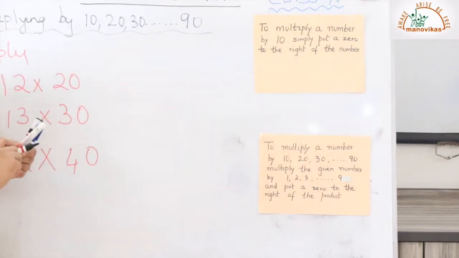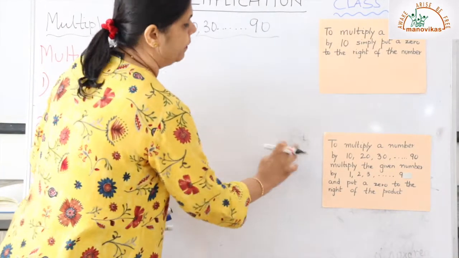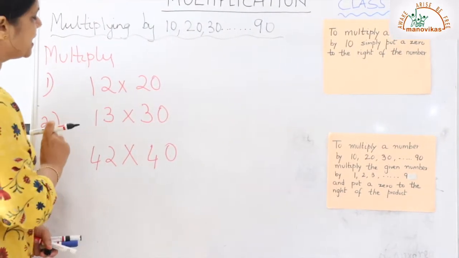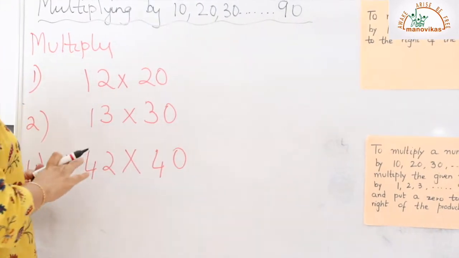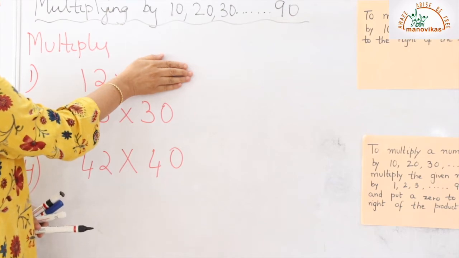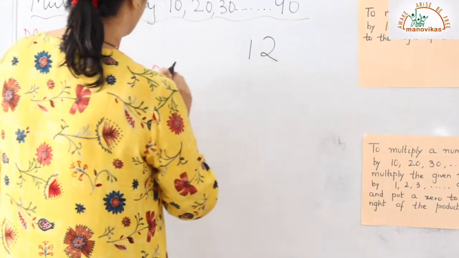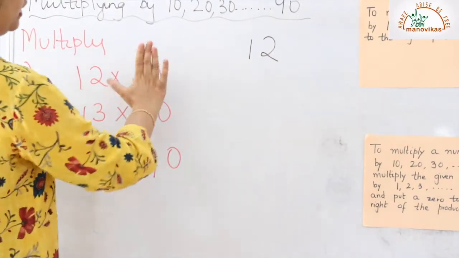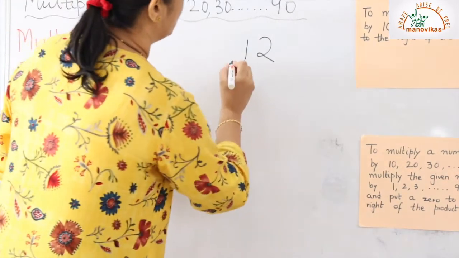Now I will explain with the help of some examples what this means. Now look at the first example. 12 multiplied by 20. First write the number which you need to multiply. What is the number here? 12, right? 12 multiplied by 2. Just multiply 12 by 2.